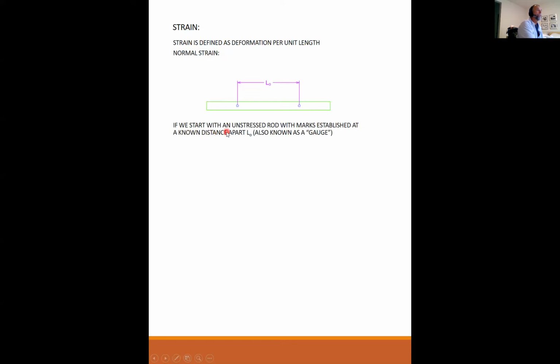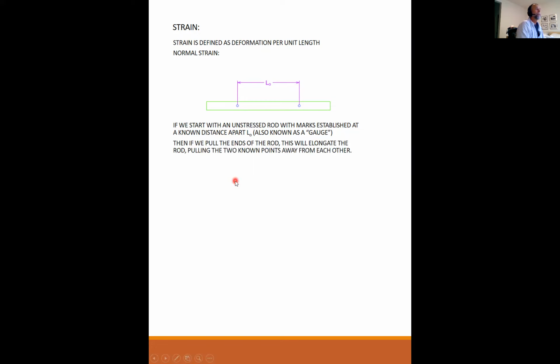So for a normal strain, we can have a rod or a bar of some type of material, and we start with an unstressed rod. What they have done in the past is put little indentations or marks at a known distance apart, L naught. This is pronounced L naught, and it's also known as a gauge length. It would be a known distance, 2 inches or 6 inches or whatever. This is what you start with.